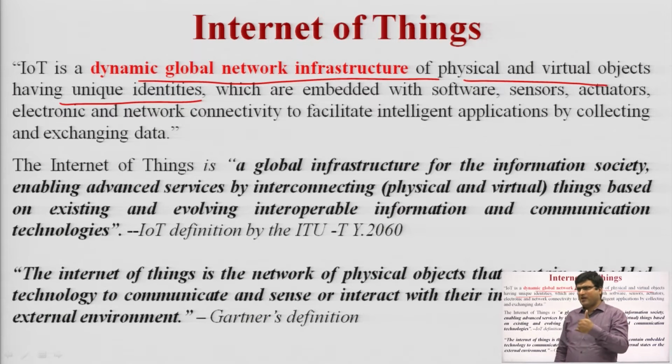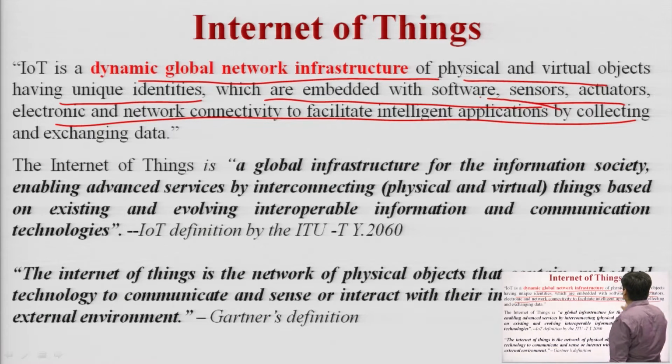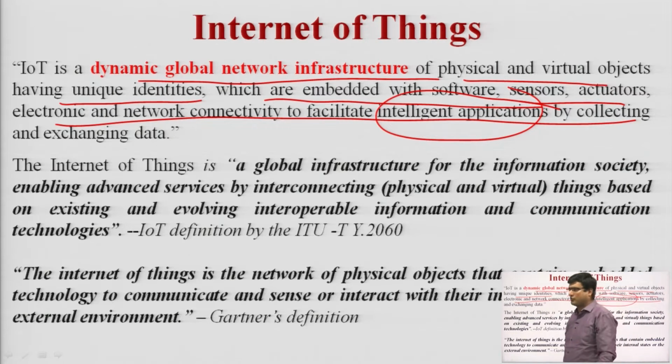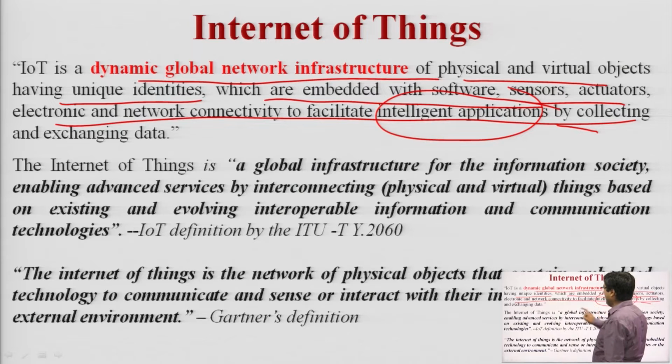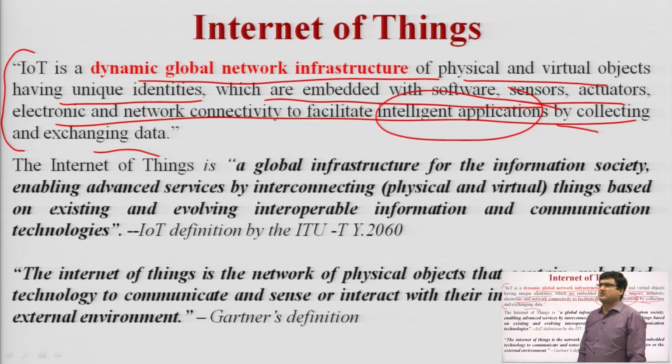that is, a separate identity, which is embedded with software. We use software, sensors, actuators, electronics and network connectivity to facilitate intelligent applications. Why intelligent applications? Because all the devices connected to IoT are intelligent. They are capable of taking self decisions by collecting and exchanging data. So, from here we can say that sensors, connectivity, people and process, as we have seen in the previous lectures, are the key elements of any IoT system.